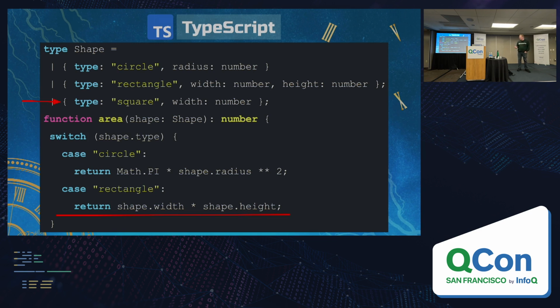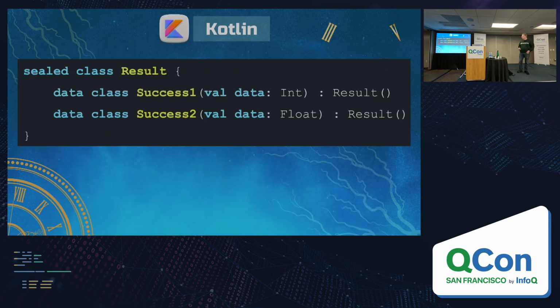But with an exhaustive pattern match, you're telling the compiler that you want it to fail if it finds a pattern match statement where you're not explicitly handling all the cases. So this would fail to compile in TypeScript because I don't have handling for the square case here, and I have to go add it before it'll build. So that's really powerful. Similar concept in Kotlin.